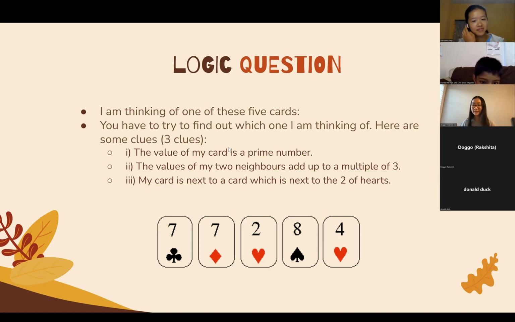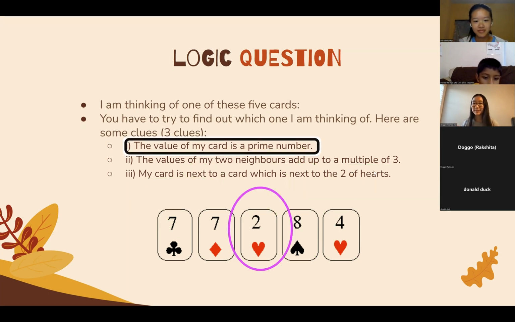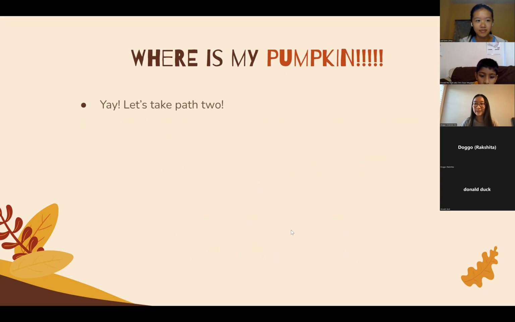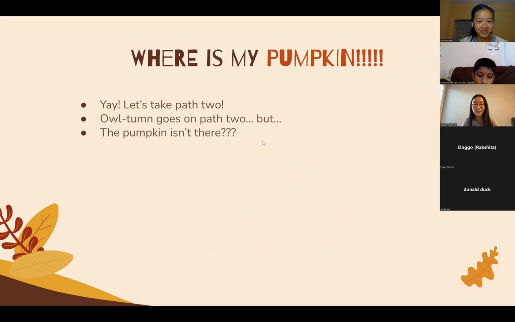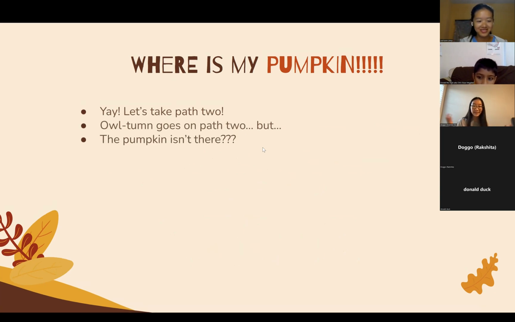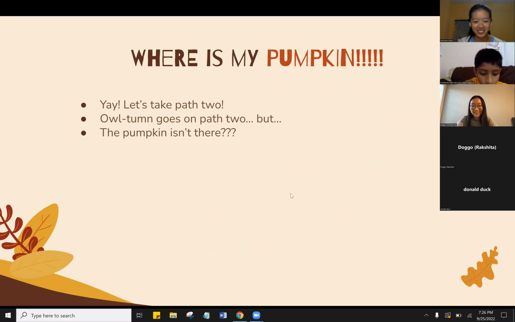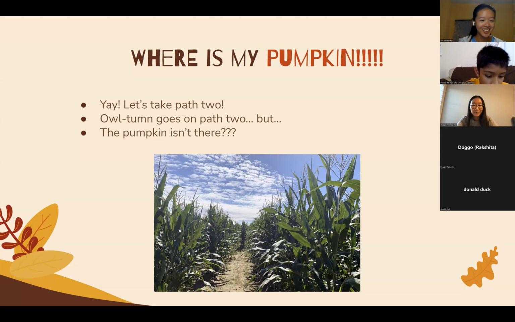Okay, so what does this tell us? Since the card was number 2, that means we need to go down path number 2 to find where Owl Tump's pumpkin is. So let's do it. So we go on path 2, but uh-oh. There's no pumpkin there. What happened? That's sad.